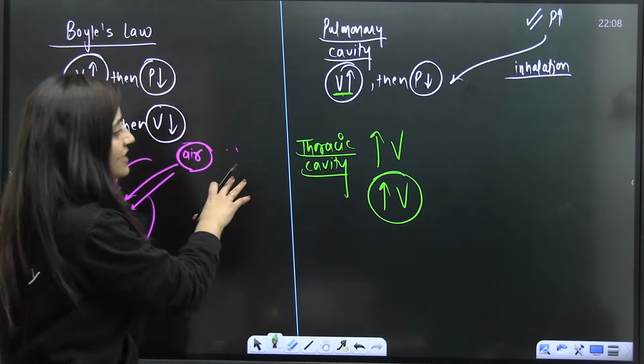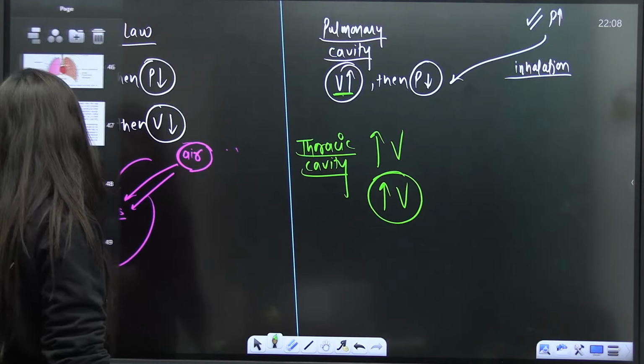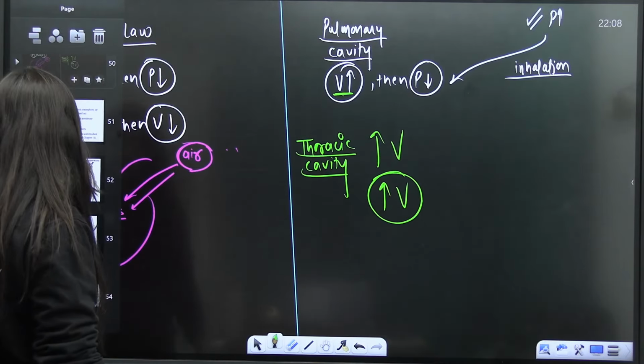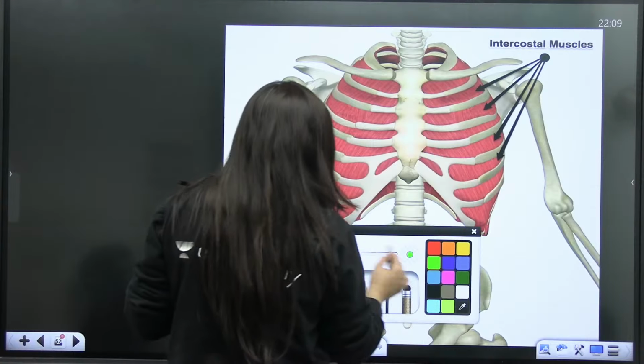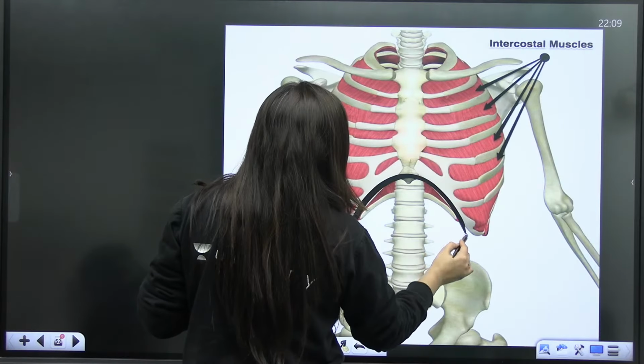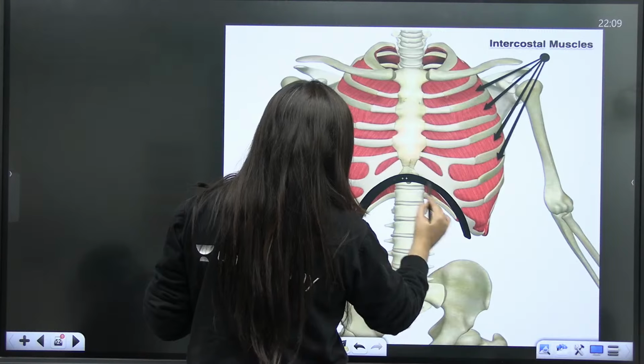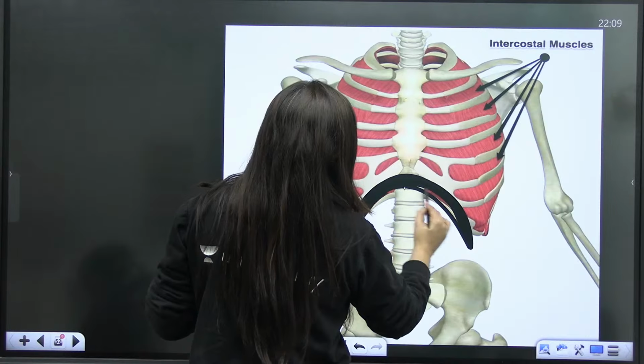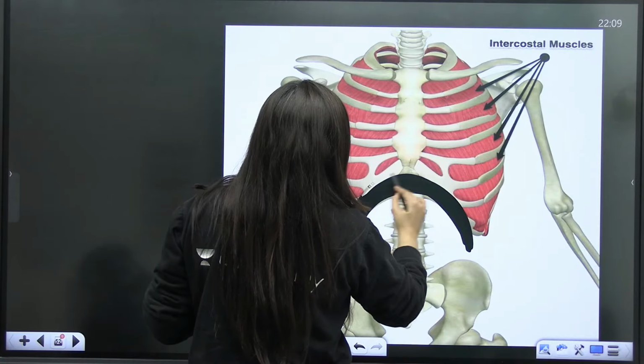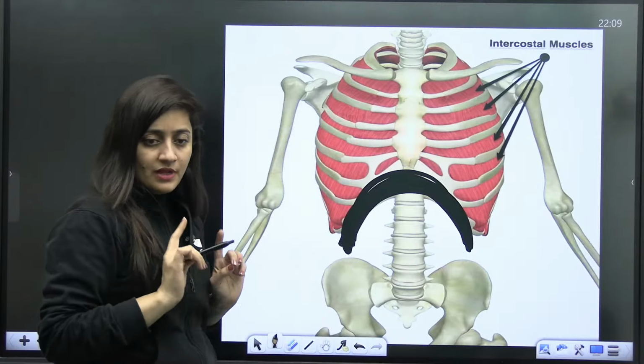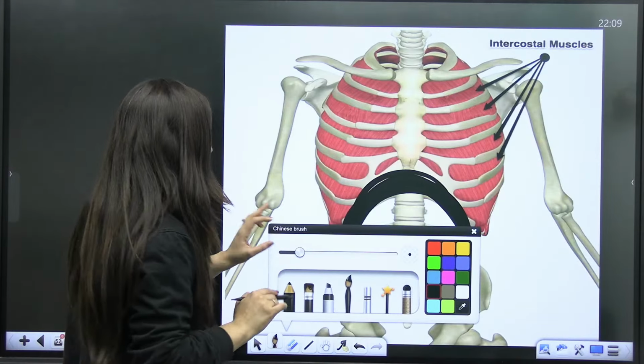Okay, so this is what we have. So how are we going to do that? Now we need to talk about the muscles. Look at this structure. We have already discussed that the lower side has the dome-shaped diaphragm, number one. We'll elaborate it more.